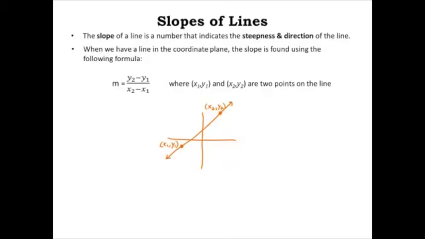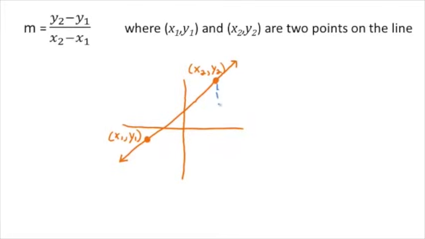The numerator of this formula represents the distance between the 2 y coordinates. That's this distance here, from y1 up to y2. That's how far we rose as we moved from one point to the second point. In the denominator of the fraction, we have the distance between the two x coordinates, and that's this distance here.